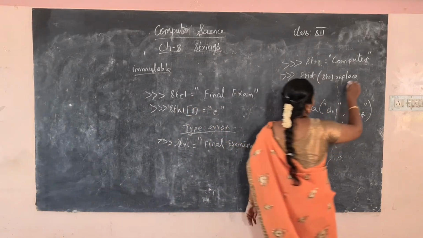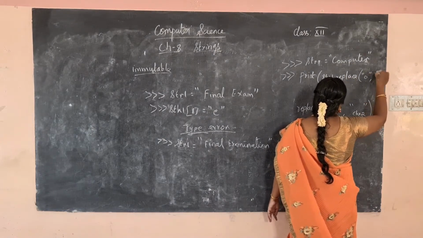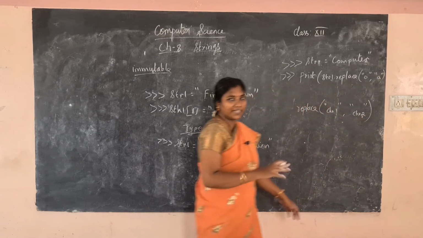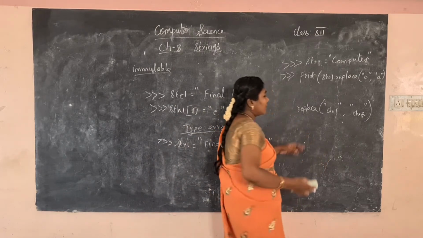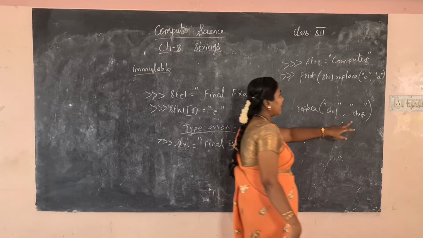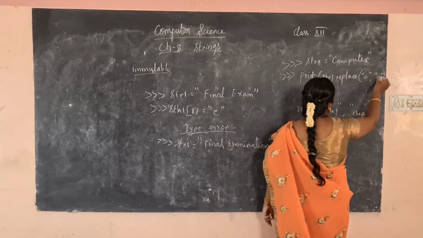So I am going to replace O with A, just as an example, don't take it as a meaningful one. What is the general format? Replace character 1 comma character 2. So here I am giving print string 1 dot replace O comma A.